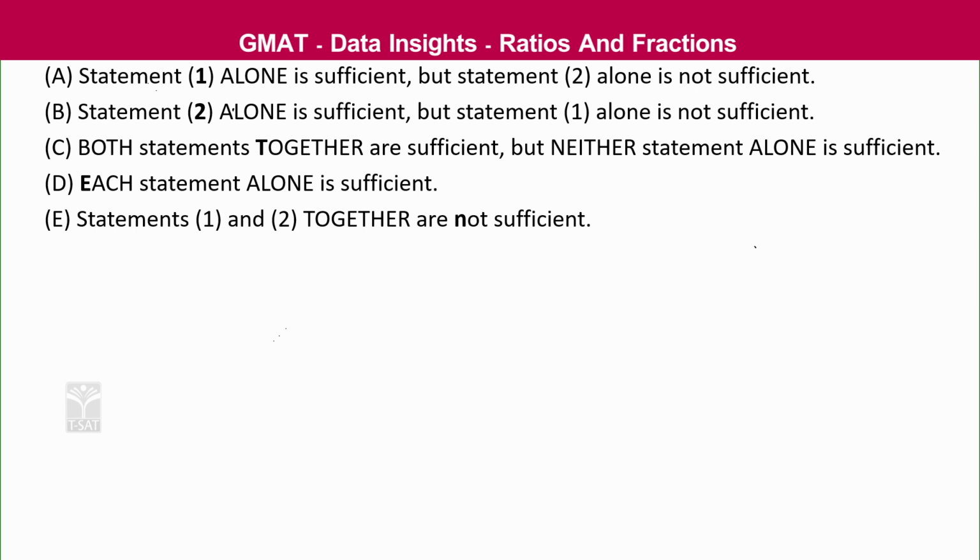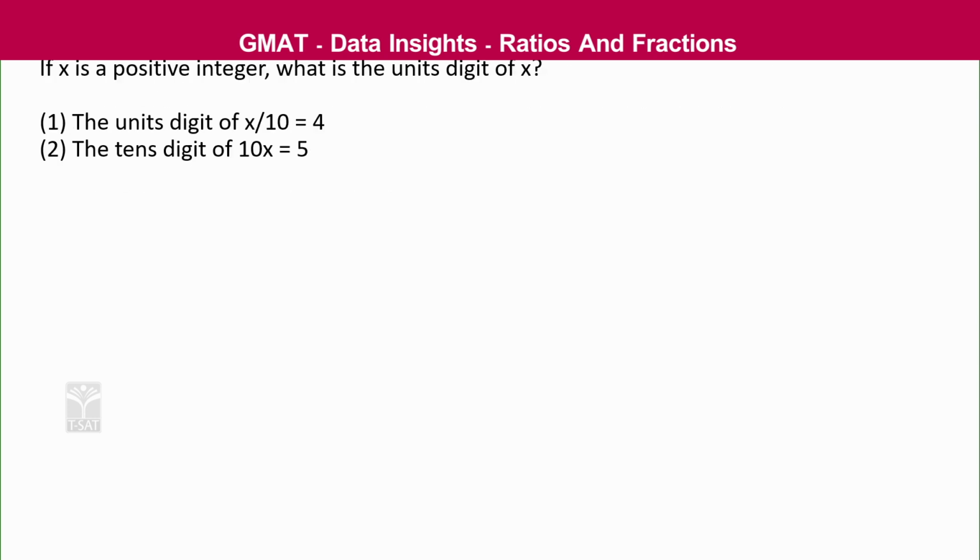Answer option A is when statement 1 alone is sufficient, but statement 2 alone is not sufficient to answer the question. Answer option B is when statement 2 alone is sufficient, but statement 1 alone is not sufficient to answer the question. Answer option C is when both statements together are sufficient, but neither statement alone is sufficient to answer the question. Answer option D is when each statement alone is sufficient to answer the question, and answer option E is when statements 1 and 2 together are also not sufficient to answer the question. So, let us move to the questions.